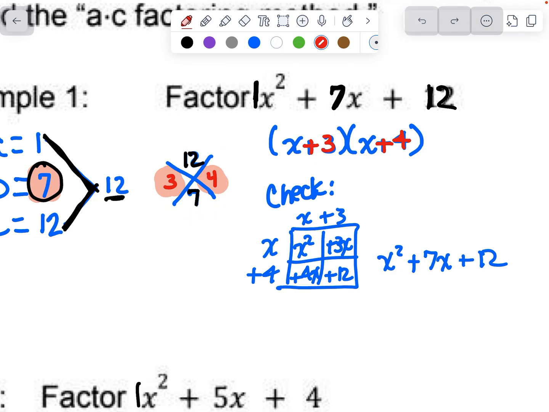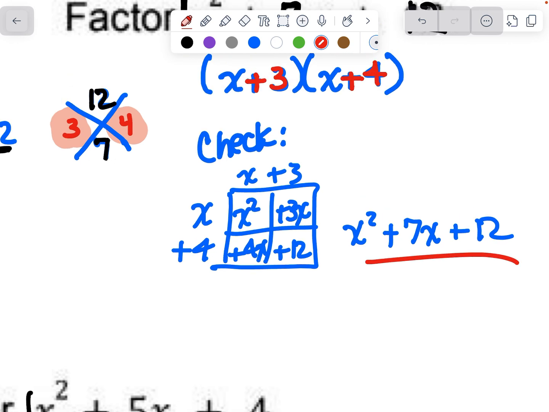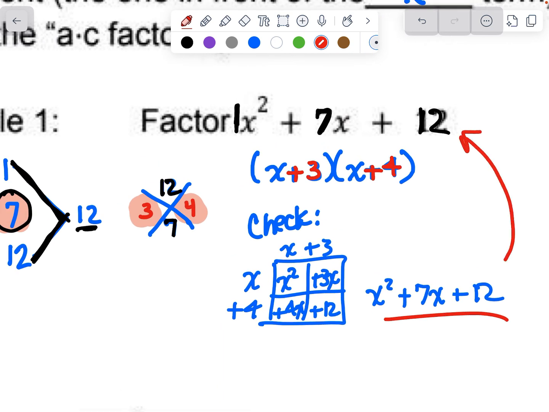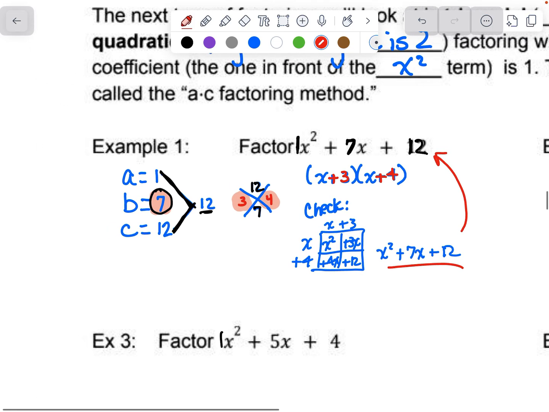And then you can see how this works. So if I multiply it back out just to check, I get x plus 3 times x plus 4, do the area model multiplying, and I get what I started with. And that is why we talk about factoring being reversing multiplication or reversing distributing.